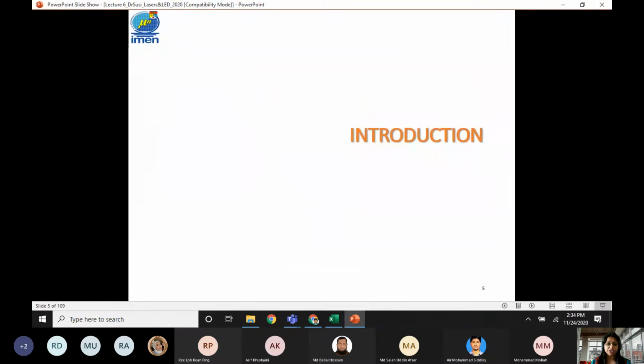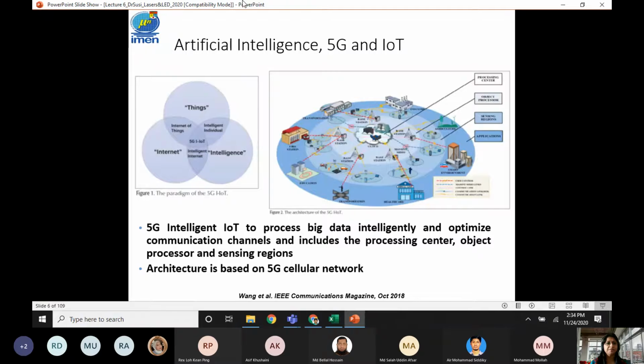Okay, so introduction, just some brief introduction about artificial intelligence, 5G, and also IoT or Internet of Things. This is a paper taken in 2018. Basically it shows 5G intelligent IoT to process big data intelligently and to optimize communication channels, and includes the processing center, object processor, and also sensing regions. So it is based on a 5G cellular network.